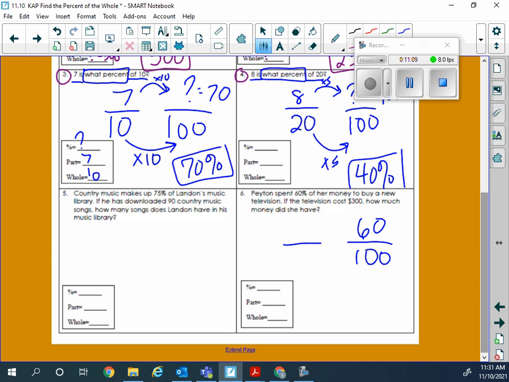Raise your hand if you think 300 is the part. Raise your hand if you think 300 is the whole. Okay, who wants to defend your answer? You feel confident. Pravesh, why do you think it's the whole?